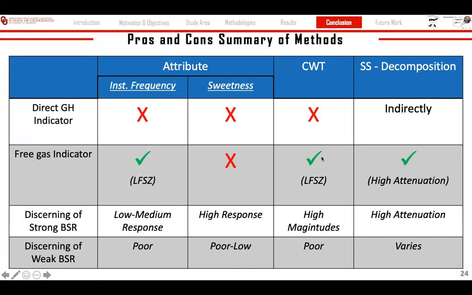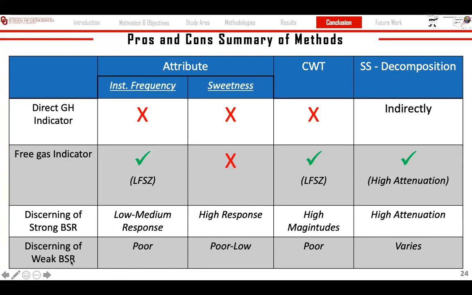As a free gas indicator, the instantaneous frequency and continuous wavelet transform or spectral decomposition method do well, or can infer the accumulation of free gas via the low frequency shadow zone features, whereas the attenuation method shows high attenuation associated with the free gas accumulation. In terms of discerning strong bottom simulating reflectors, we observe low to medium responses using the instantaneous frequency, high responses using the sweetness attribute, as well as high magnitudes when using the spectral decomposition method. We also observe high attenuation in most cases surrounding the location of the strong continuous BSRs.